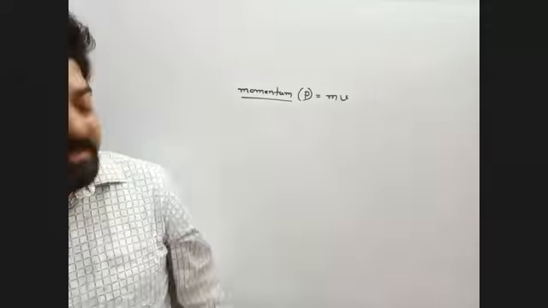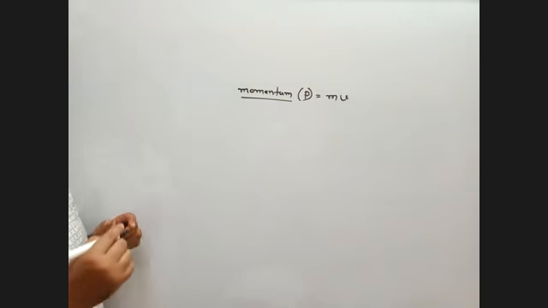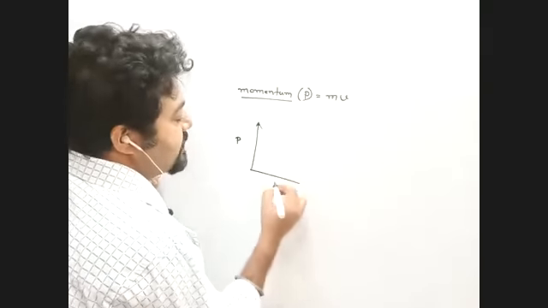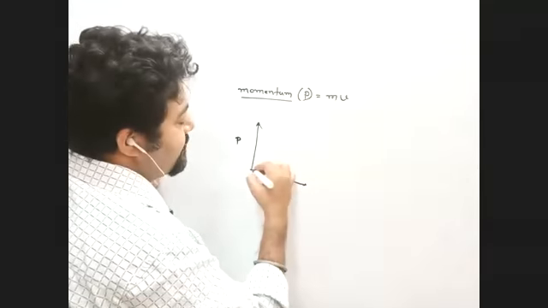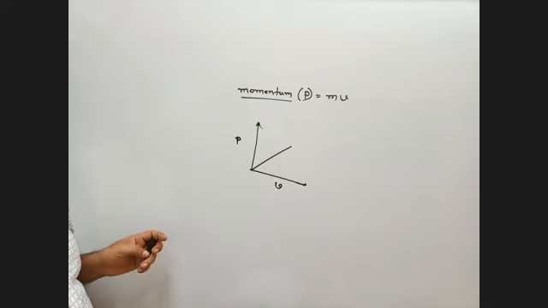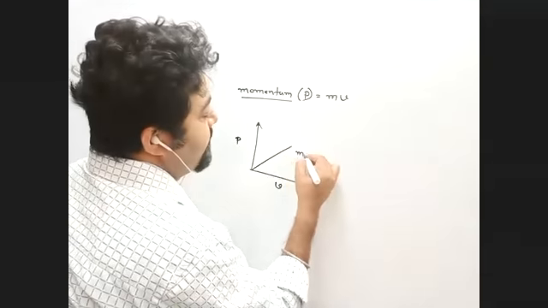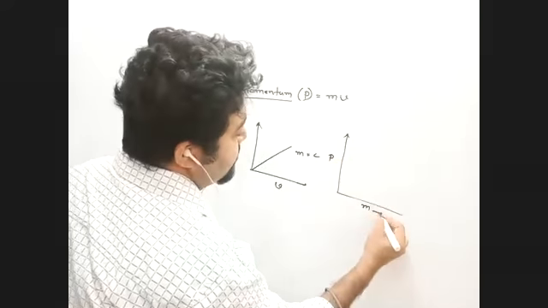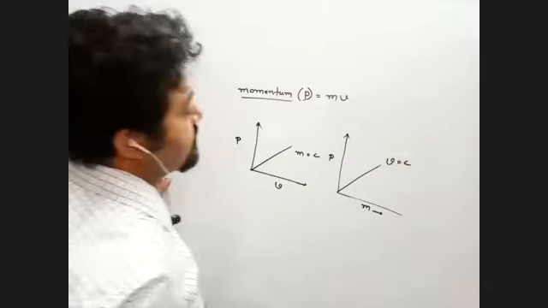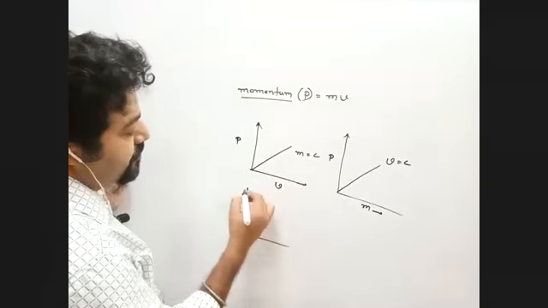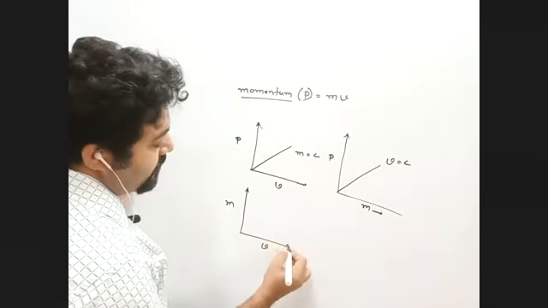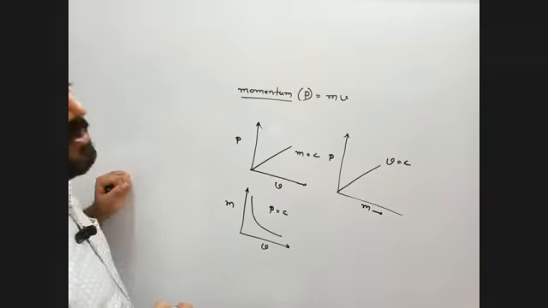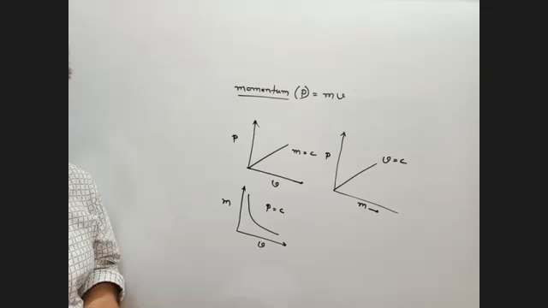So that's why momentum is mass into velocity. Next thing is that if you want to draw momentum versus velocity, they are directly proportional, and that momentum is the linear momentum. Here mass is constant. If you want to draw momentum and mass, they are directly proportional if the velocity is constant. And if you want to draw mass and velocity, they are inversely proportional to each other if momentum is constant. Is it clear? Yes, sir.